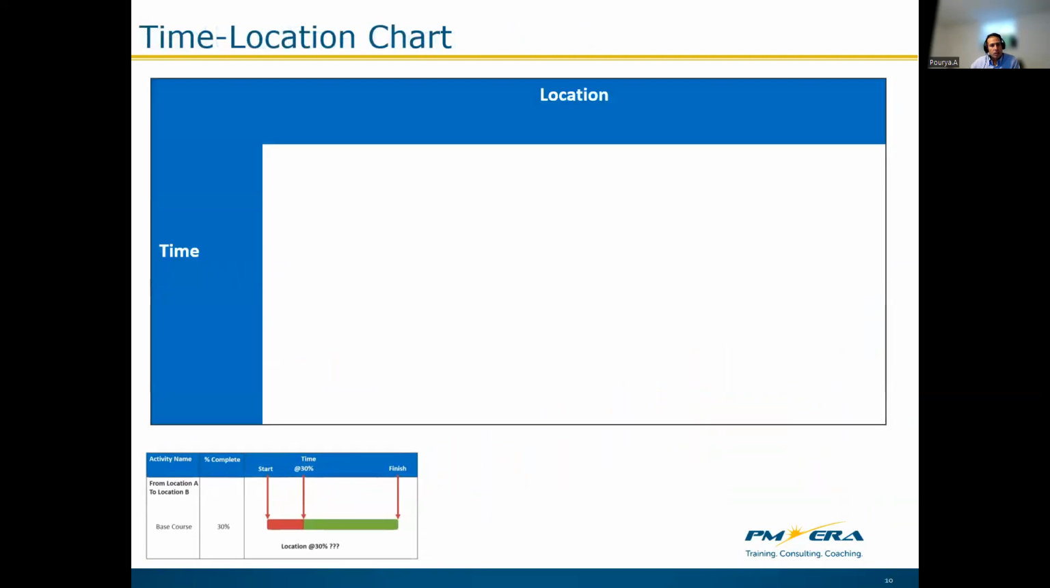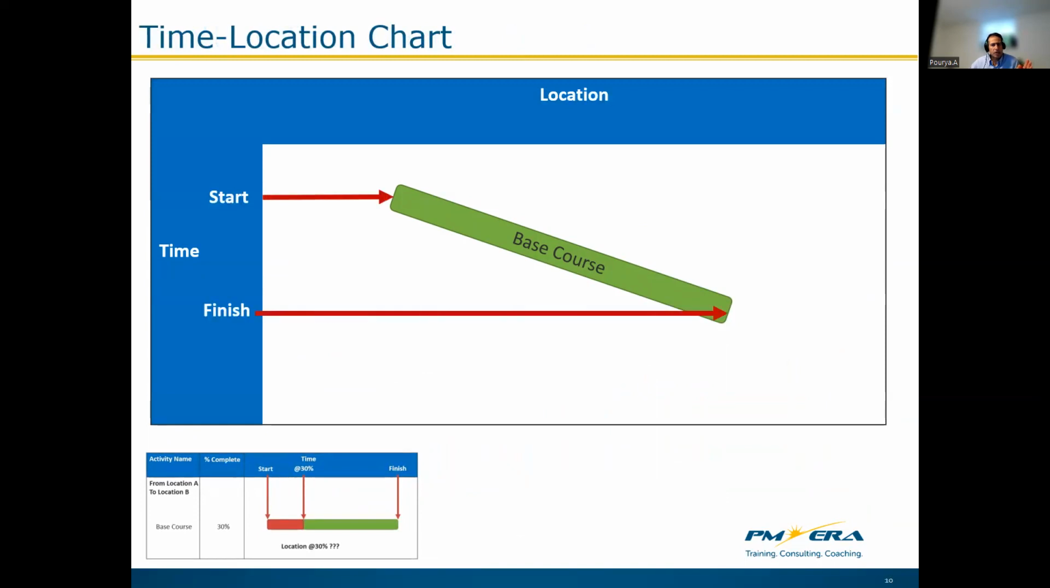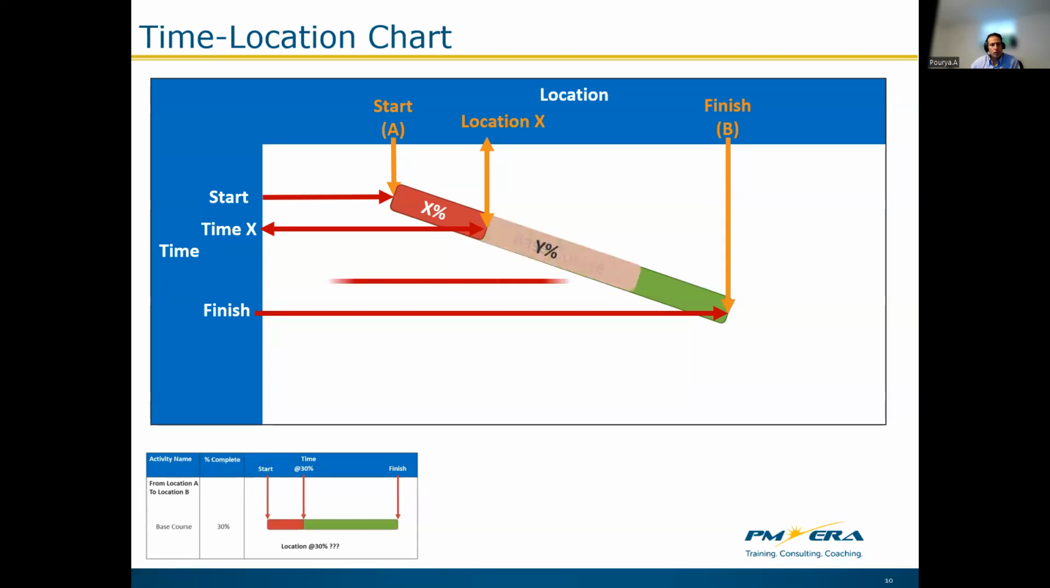Now, in the time location charts, for the base course activity, we know the start time and finish time. Also, we know the start location and finish location. Besides, for any percent completion, we know the exact time and the exact location of that particular percent completion. Furthermore, for that activity, we can say what would be the corresponding location and percent completion at any given time, and vice versa.